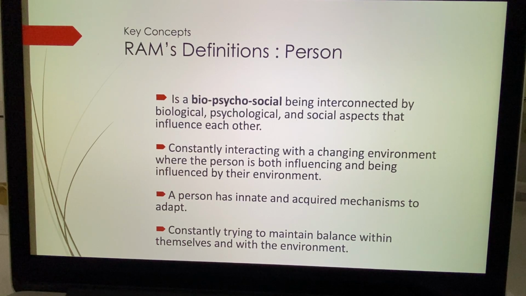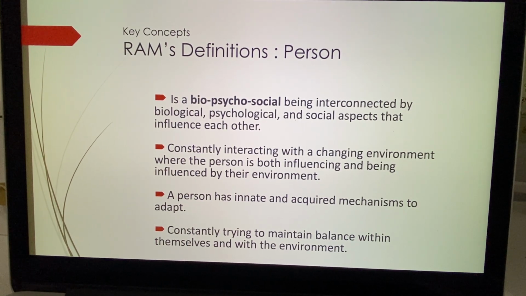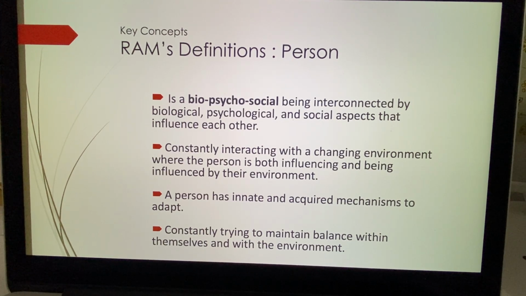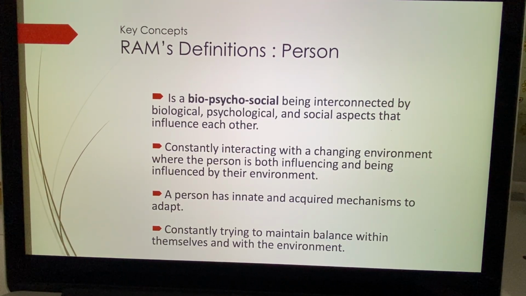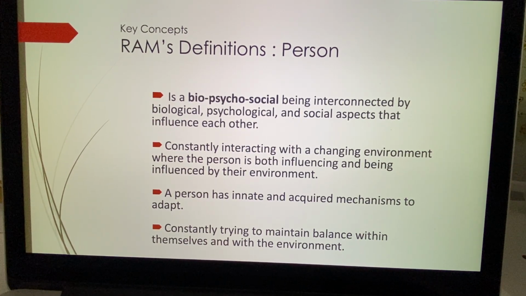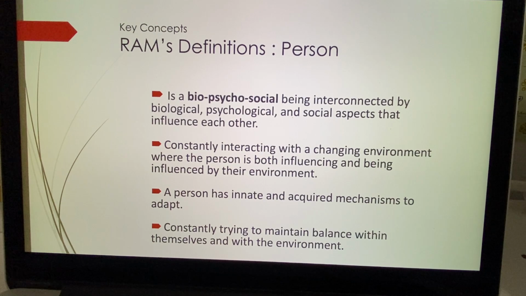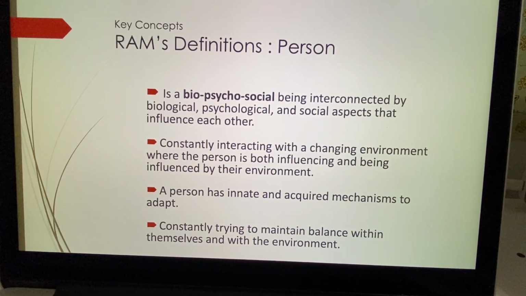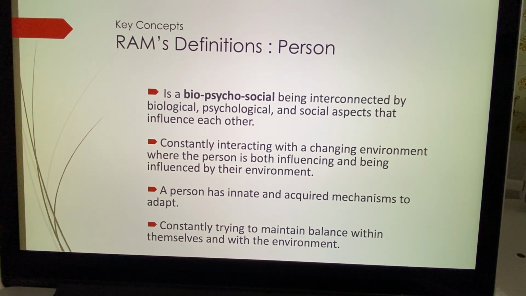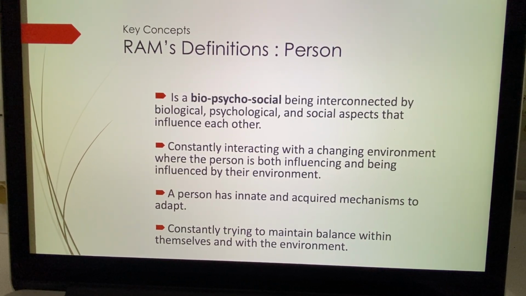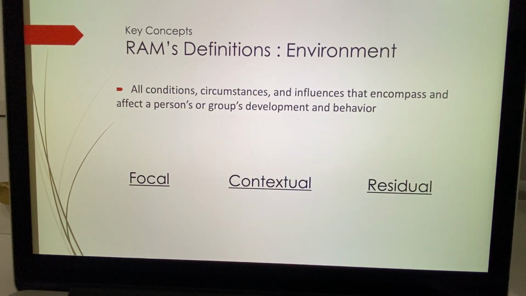Roy's adaptation model defines person as the biopsychosocial being interconnected by biological, psychological, and social aspects that influence each other. A person is constantly interacting with a changing environment where the person is both influencing and being influenced by their environment. A person has innate and acquired mechanisms to adapt. Innate are natural mechanisms, whereas acquired mechanisms are learned. A person constantly tries to maintain balance within themselves and with the environment.